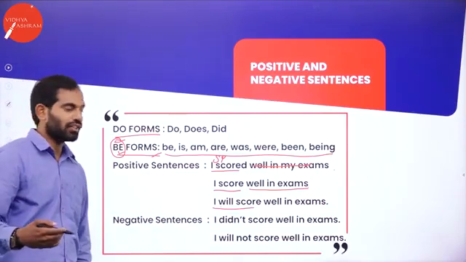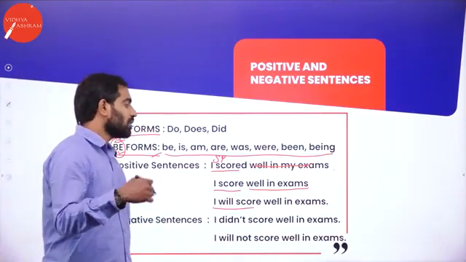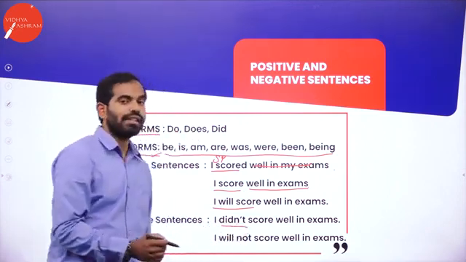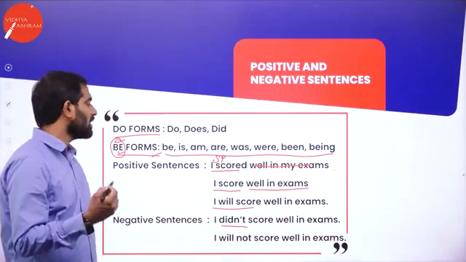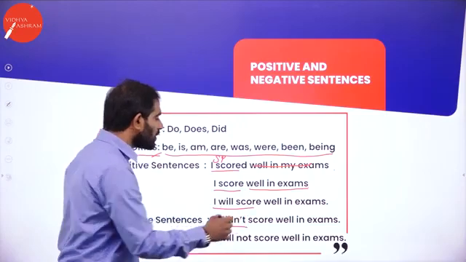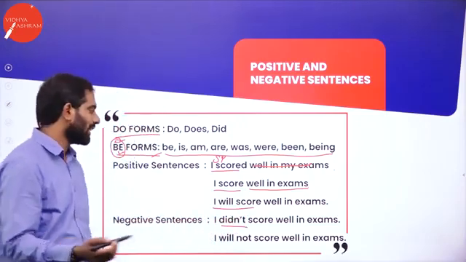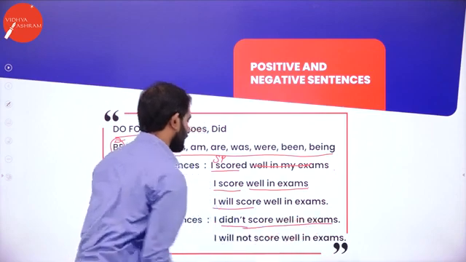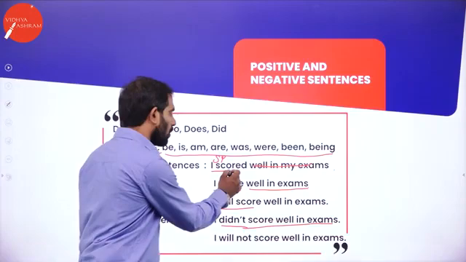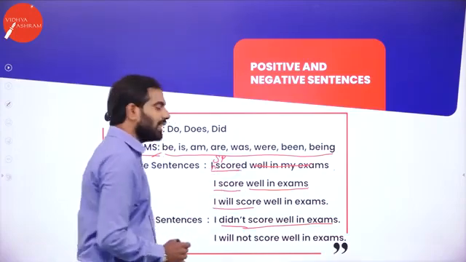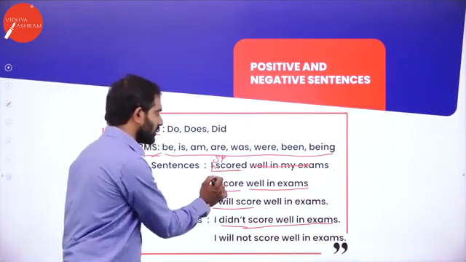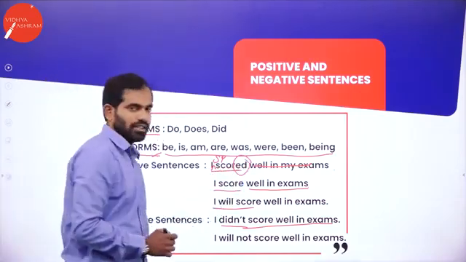In negative sentences, I didn't score well in exams. Didn't is nothing but did not. I did not score well in exams. Now, I don't score well in exams or I did not score well in exams is a negative sentence. And one main thing you need to observe is, I scored well. Now, we don't have any auxiliary verb, be forms or do forms in between these two words here. So, scored is past tense.